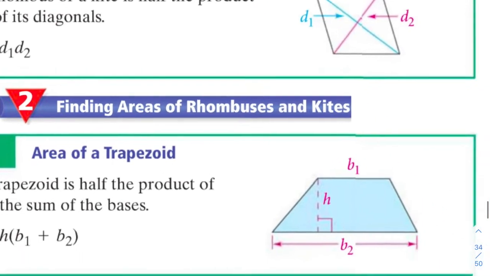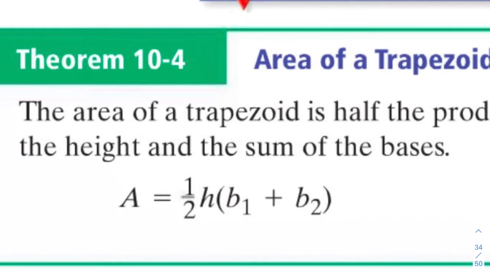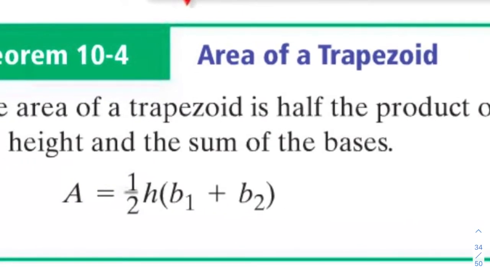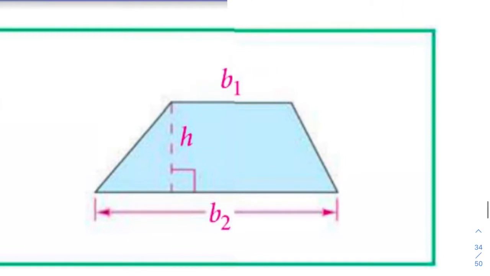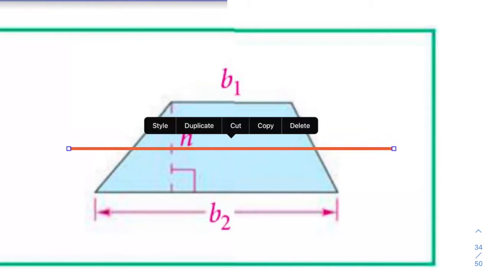And then for the area of a trapezoid, this is a formula they give you. And I do not like at all the textbook's formula because it seems confusing. 1/2 of the height times base 1 plus base 2. So what it's saying is it's 1/2 of the height and then b1 plus b2.